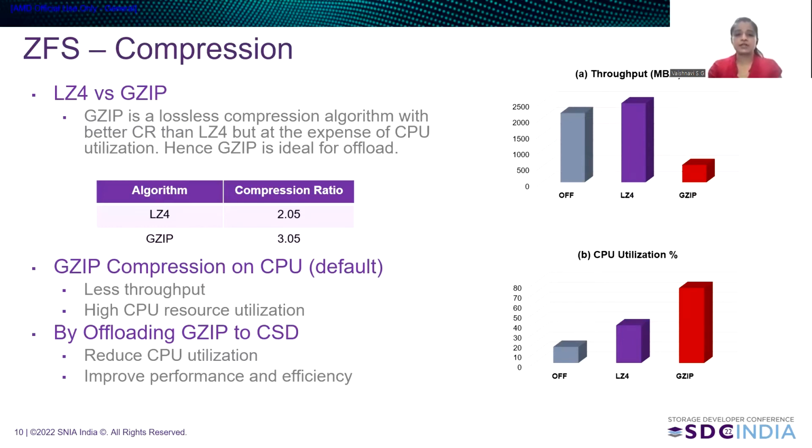Every application today would want a lossless compression with a better compression ratio. Even though GZIP compared to LZ4 is giving us that, it's coming at the expense of higher CPU resource utilization and a lower throughput. We can say that an ideal compression algorithm would be one where we can achieve good compression ratio with higher throughput and a lesser CPU resource utilization. So we chose the GZIP algorithm for offloading.